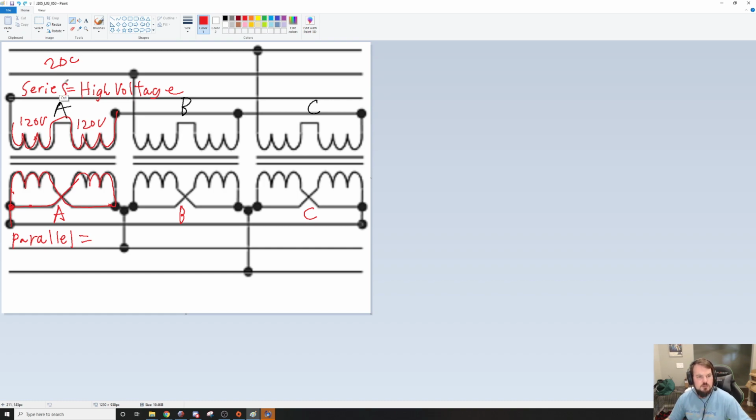Ooh, that was bad. 240 volts. Down here, if they were 120 volt coils, this would be 120 volts, because in parallel the voltage doesn't add together. Both these transformers would have the same capacity, just different voltage levels.